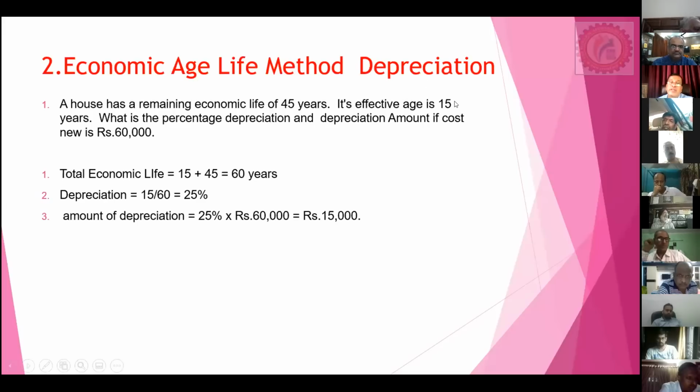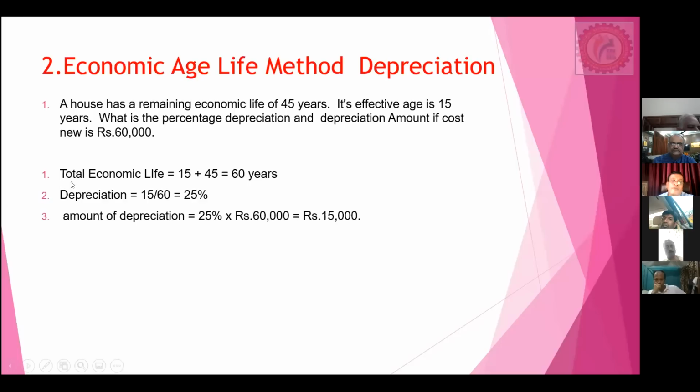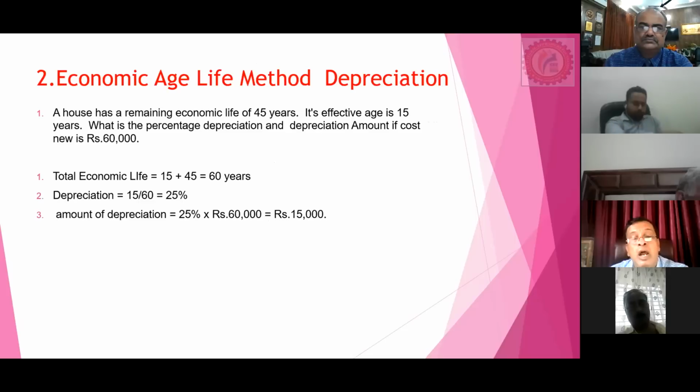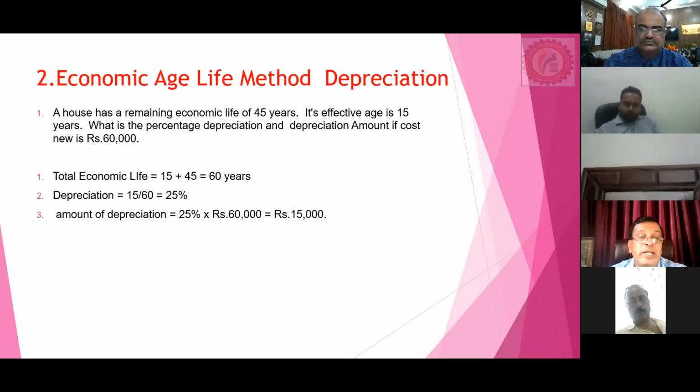From the point of this problem, its effective age is 15 years. Now, what will be the total life? Total life is equal to effective age plus the remaining economic life, that is 60 years, which will be the total economic life. Now we know the total economic life of the building. As a valuer, we should have data of the total economic life of different structures in our locality, either residential, commercial, or industrial, including flats. We should have the data on our table.